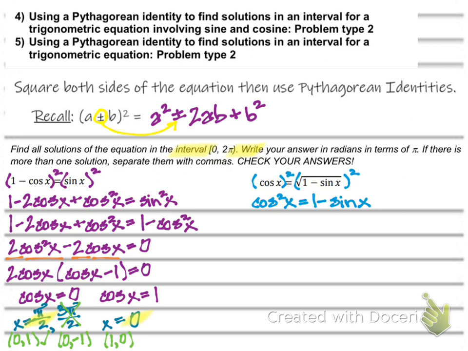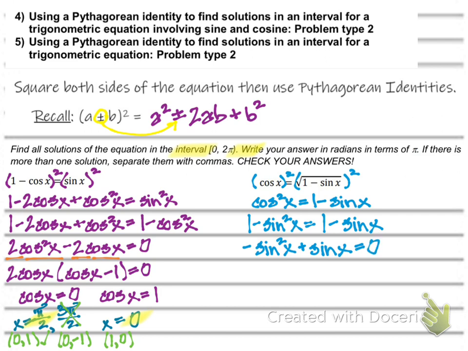And then it starts to feel real repetitious, right? Because now we've got to change that cosine squared to a sine squared. And so now cosine squared is 1 minus sine squared equals 1 minus sine x. If we move everything to the left, I'm going to have negative sine squared x plus sine x. And my 1's are going to cancel out, right? So equals 0.